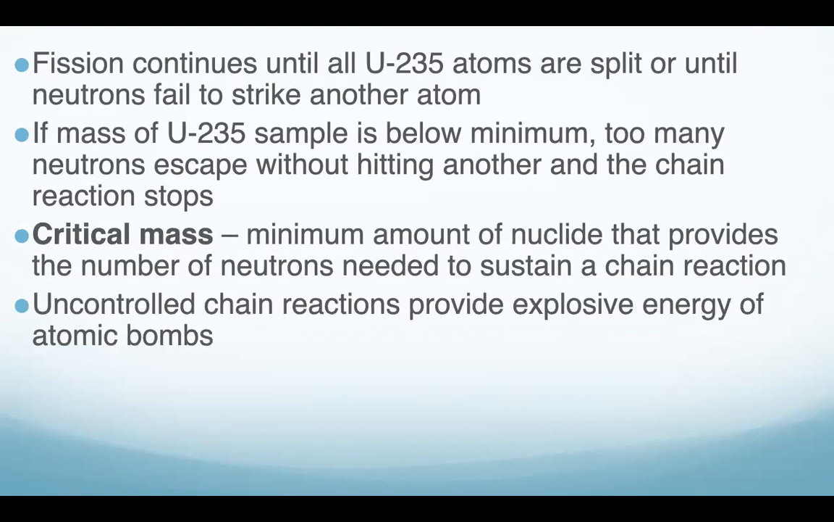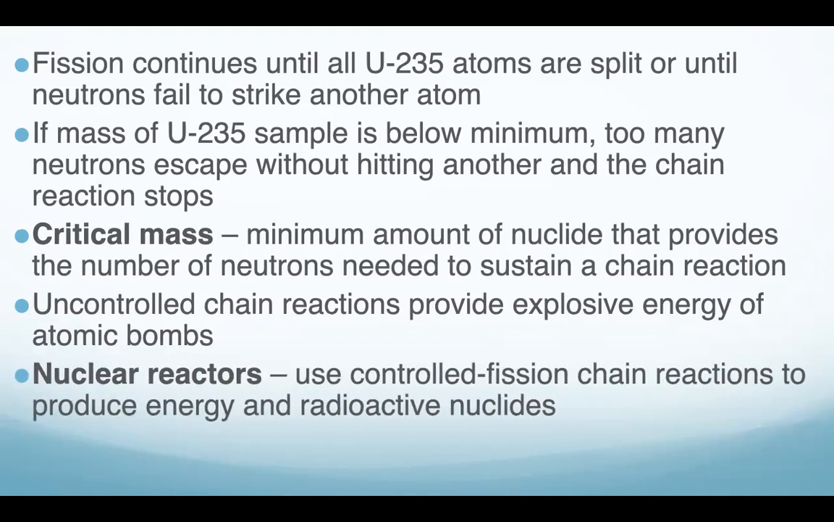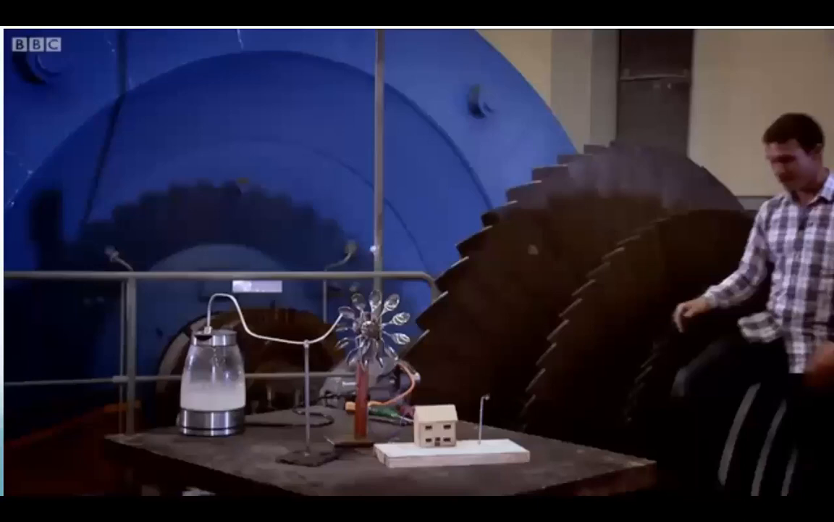Uncontrolled chain reactions provide the explosive energy of atomic bombs, but nuclear reactors use controlled fission chain reactions to produce energy and radioactive nuclides. So I'm sure that you've seen, if not actual videos, at least movie recreations through CGI of an atomic bomb being dropped, and you see how much energy that produces. That is for an uncontrolled chain reaction. But for nuclear reactors, we actually control the chain reaction so that we can utilize the energy that's produced. So this is going to explain basically how a nuclear reactor works.